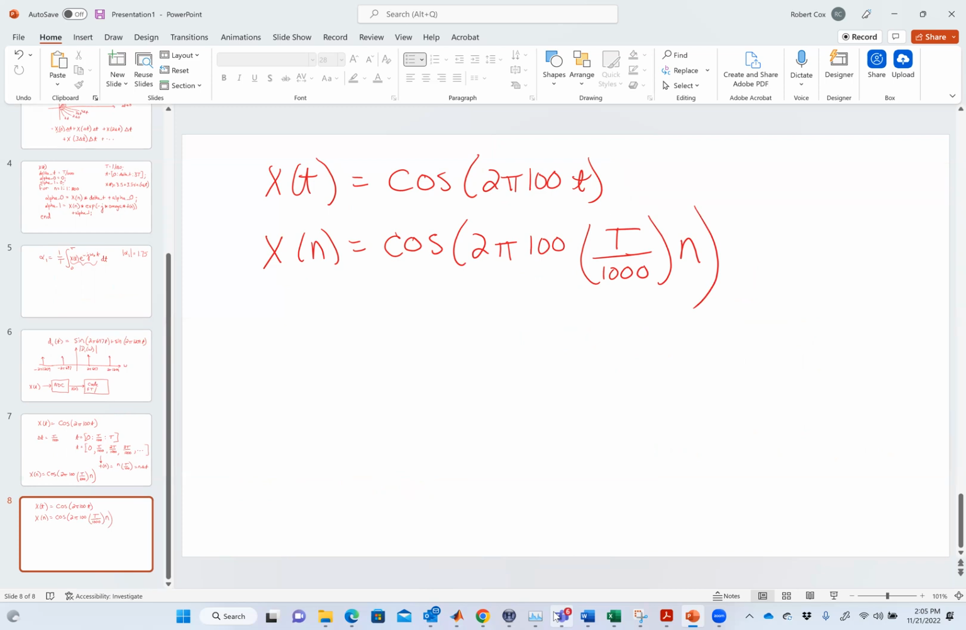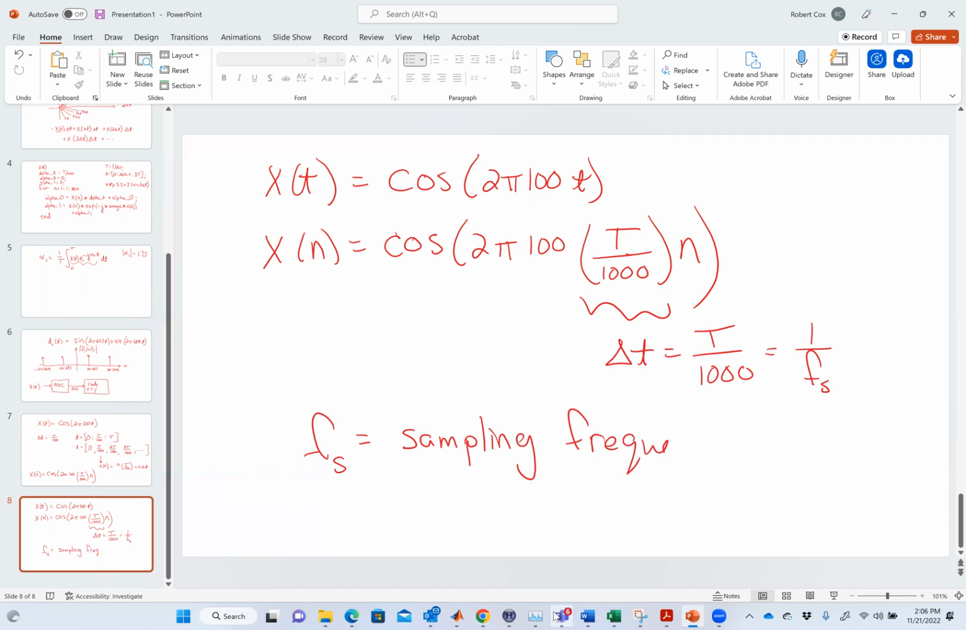Now the other thing, this value right here, we called delta t. Delta t was T over 1,000, and there's nothing particularly special about T over 1,000. I could choose all sorts of different numbers for that spacing. I sometimes relate this to a frequency and write it as 1 over f sub s, where f sub s is what I call the sampling frequency. Sampling frequency means how fast I sampled the waveform.